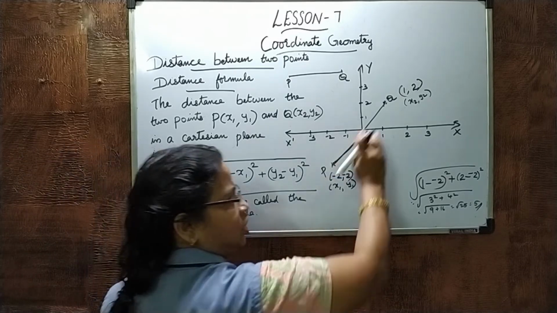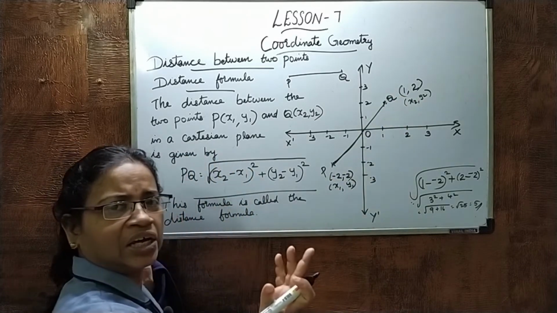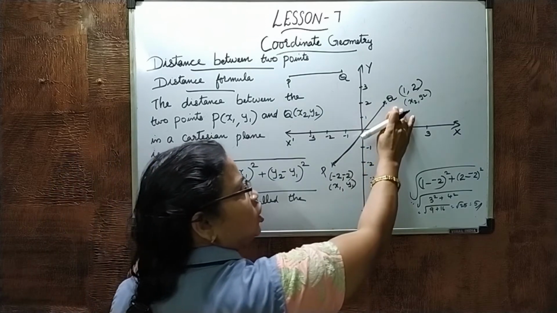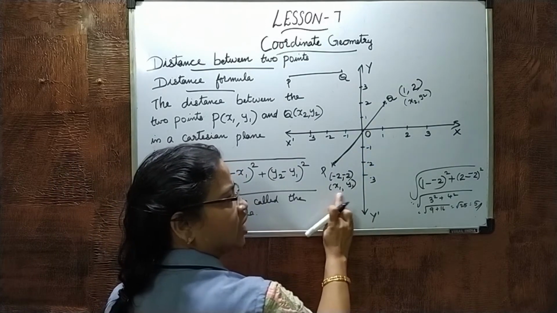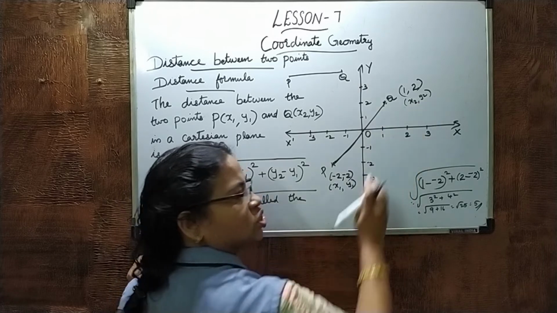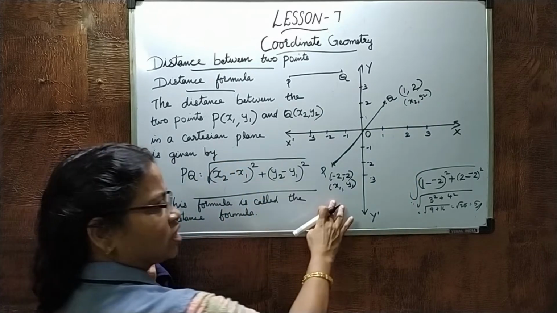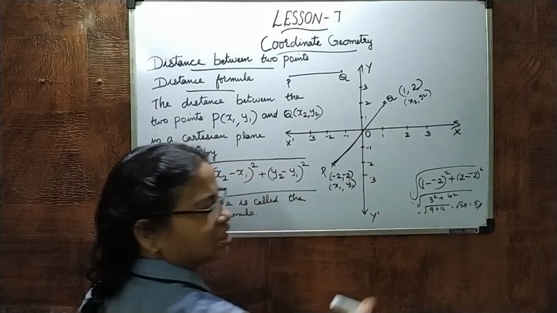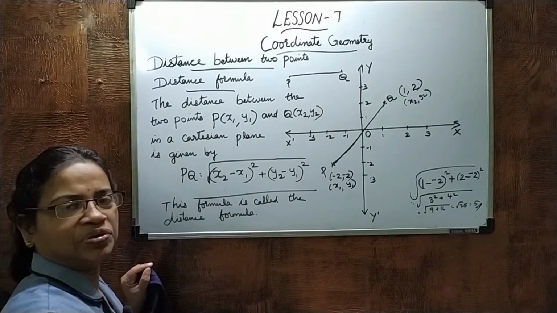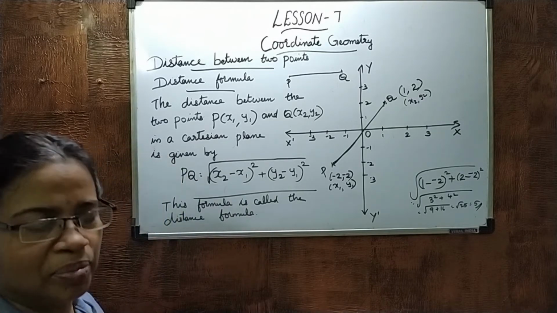When you are taking PQ, it is P and Q. So first you will write x1, y1, then x2, y2. Apply x1, y1, x2, y2 in the distance formula and you will get the distance between them. Okay, we will do one problem now.